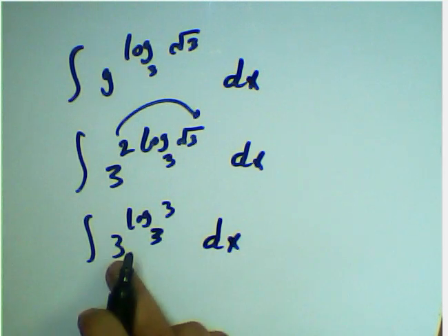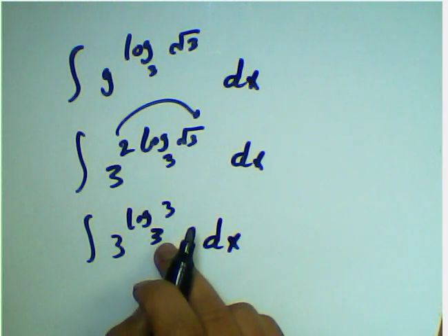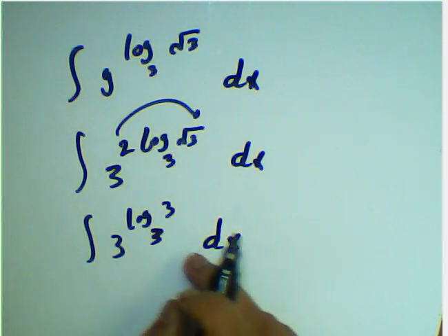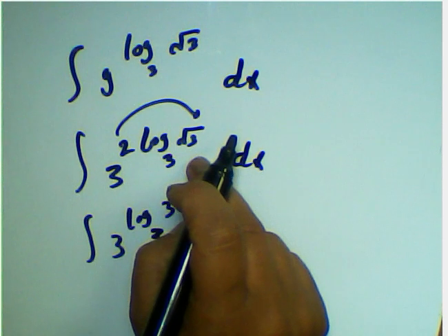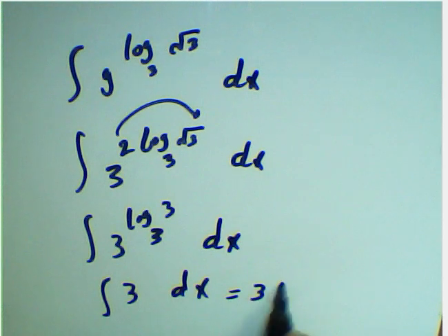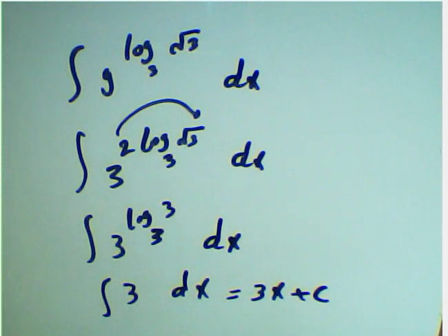We have the base here equal to the base here, so we can cancel them. The result will be, here we have root 3, the integration will be the integration of 3 dx. The result will be 3x plus constant.